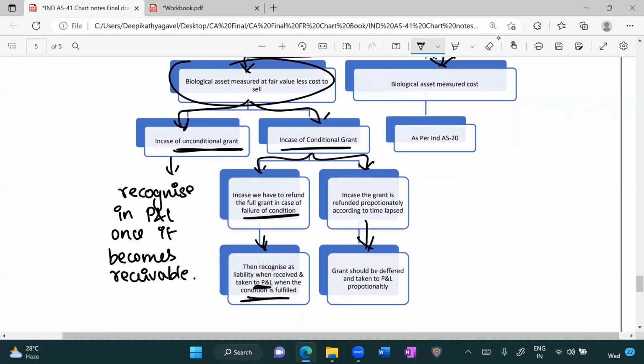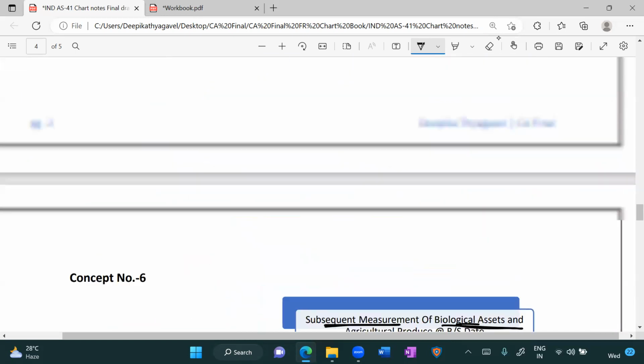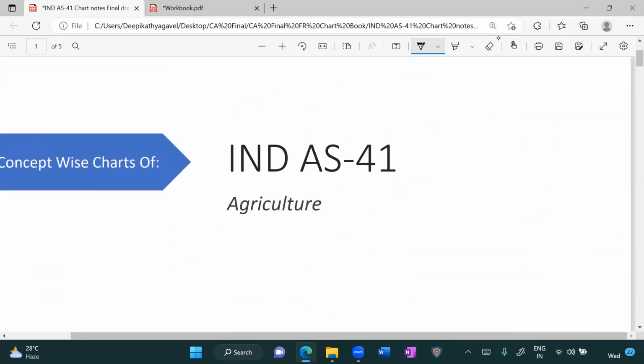If the refund in case of breach is full, then you will recognize it initially as a liability, and after the fulfillment of that condition, it will be taken to P&L. But if the refund is proportional, then it will be deferred, and proportionately you will take the amount to the P&L. And if it is measured at cost, then IND AS 20 Government Grants will apply. So these are all the concepts that you need to know in IND AS 41 Agriculture.